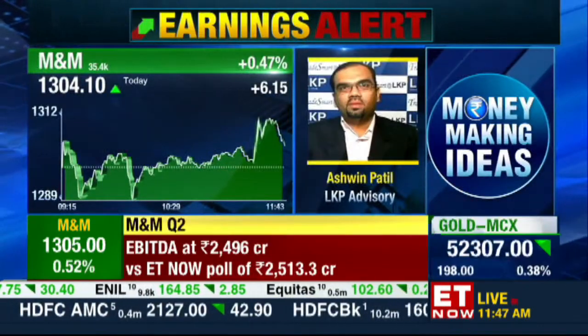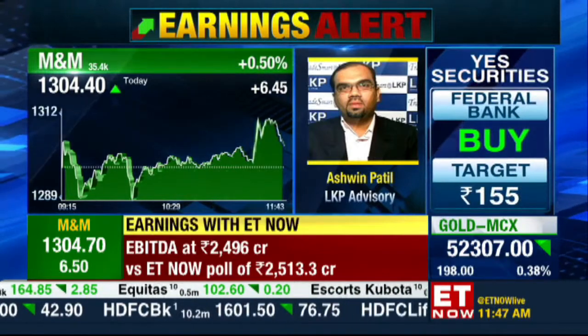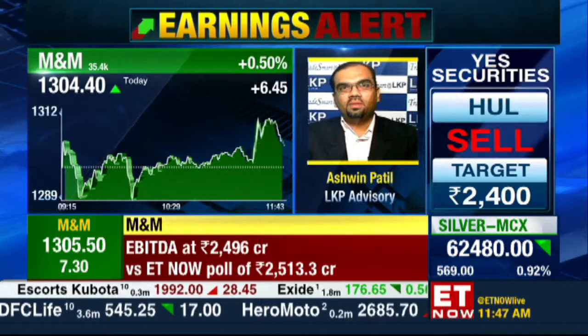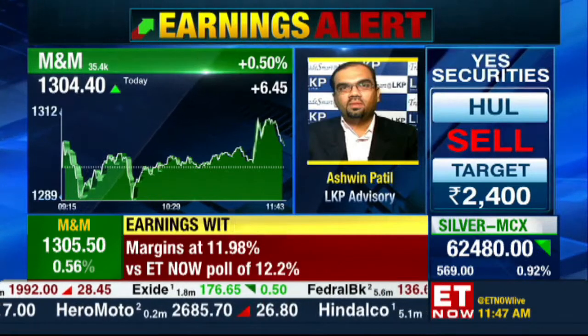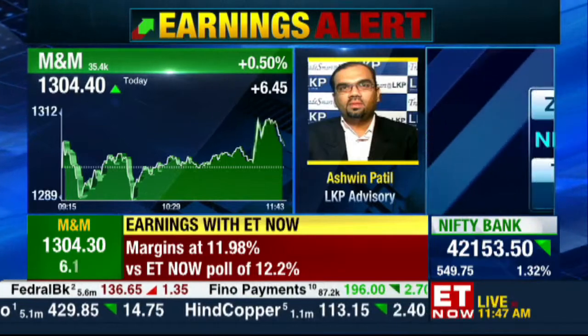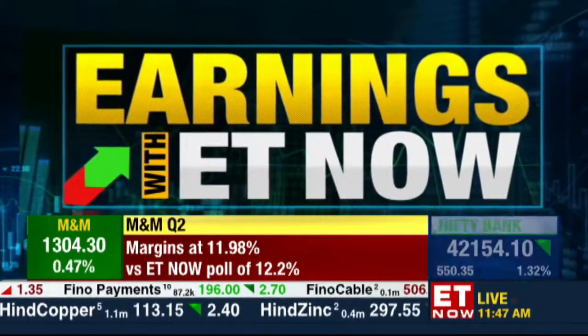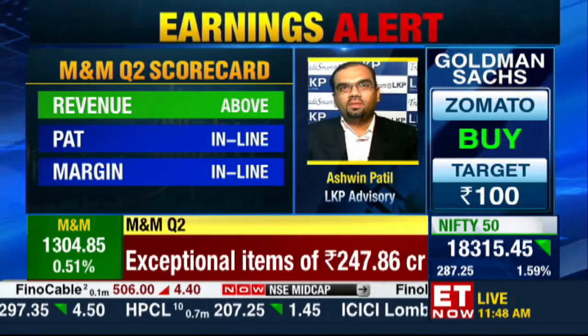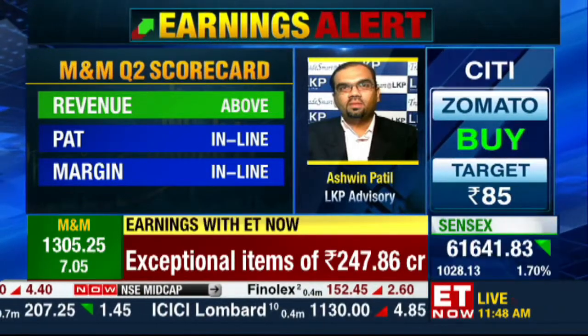The automotive division has been doing well with several launches. The Thar doing well, XUV700 doing well, and the chip shortage issue also getting reduced. So the company has been able to cater to the demand and the high order book that had been created earlier because of chip shortage.